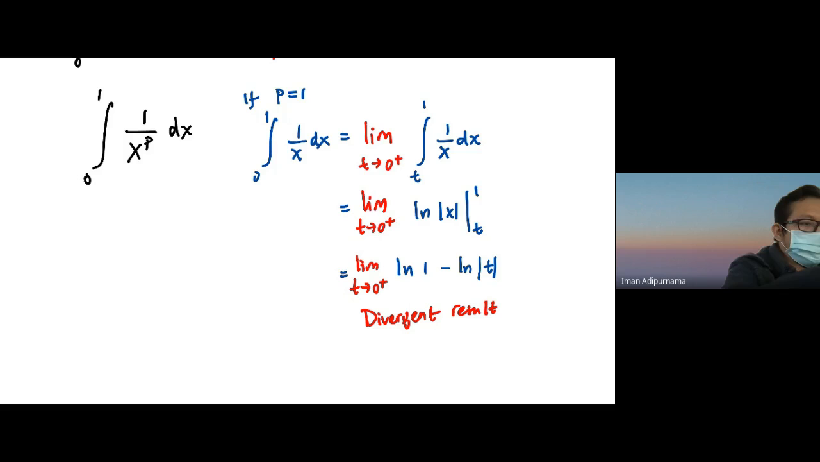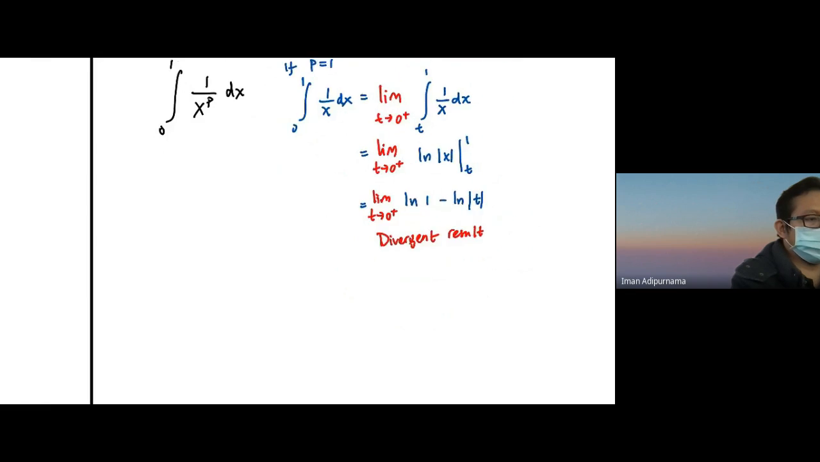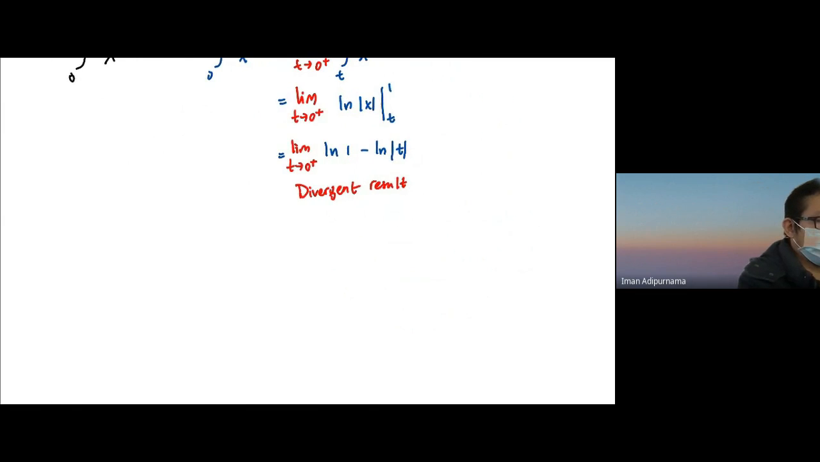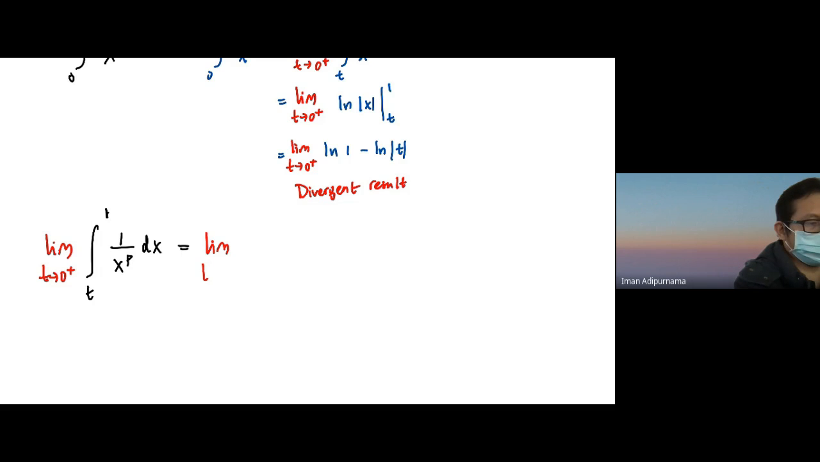Okay, I think we can continue. Now for the other p, we can just write down our limit, and we can write 1 over x to the power of p, and we just integrate as usual. This is minus p plus 1, right? So 1 minus p, and this will also be 1 minus p, integrated from t to 1.